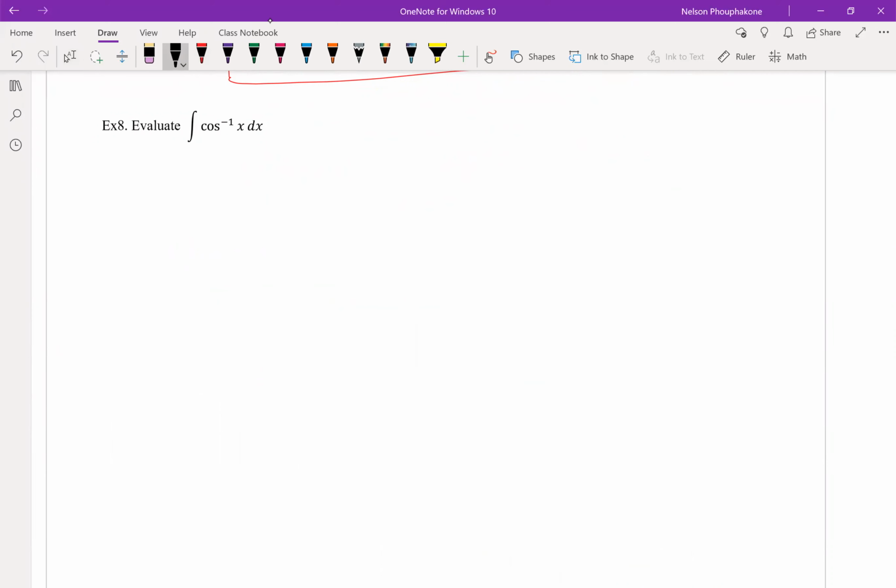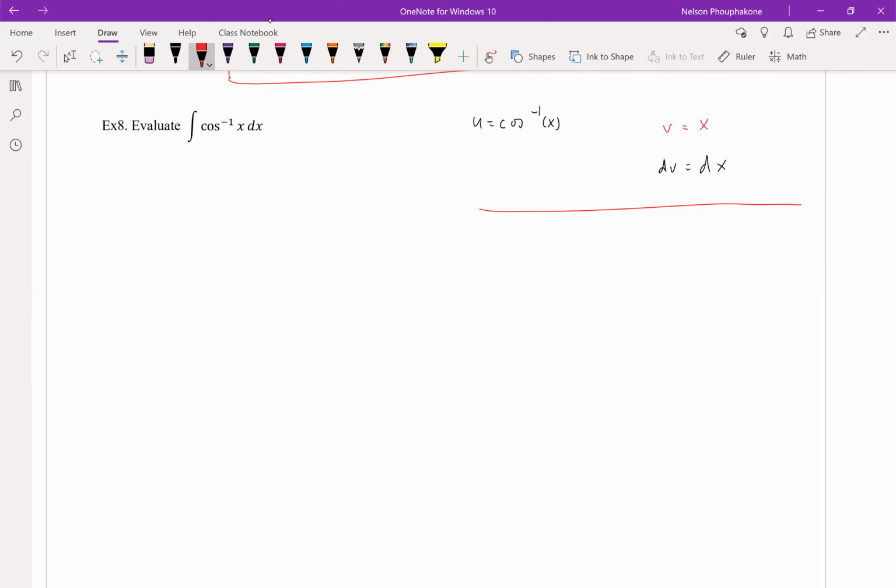So then now I will let u equal to cosine inverse of x, and dv is equal to dx. Now of course, right away, we know that v is equal to x. I don't know if you remember the derivative of cosine inverse of x. If you don't, then here is how we do this, back to the calculus.